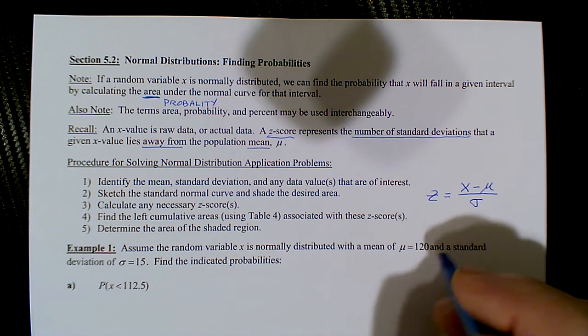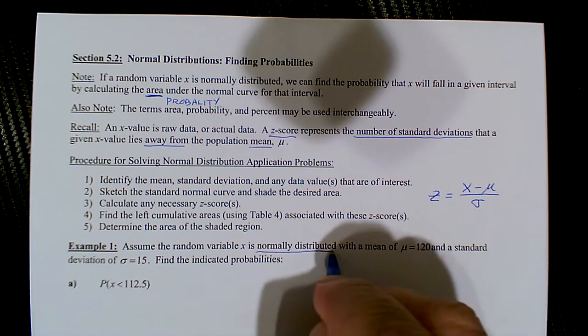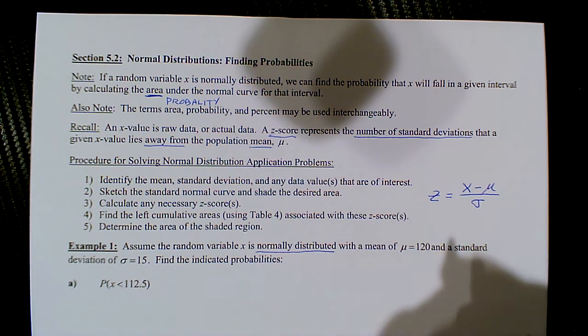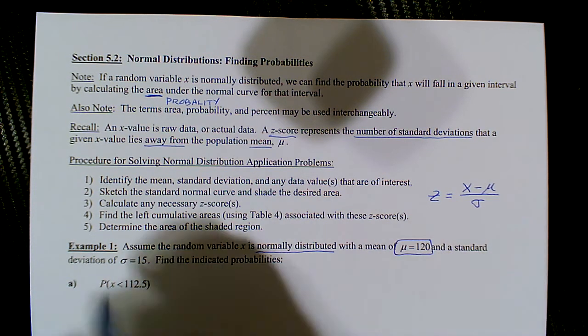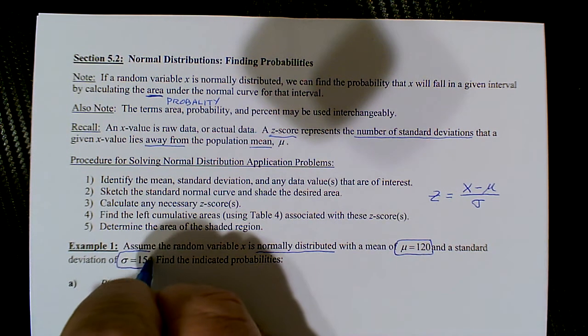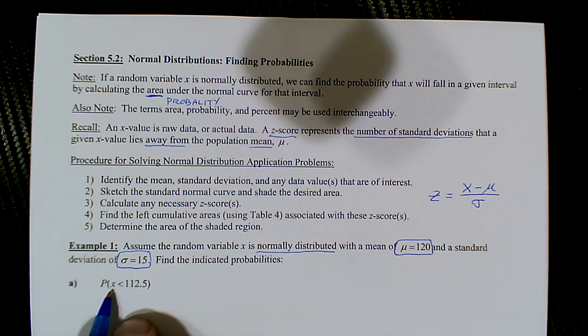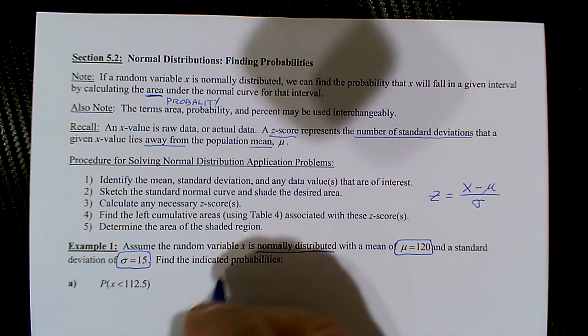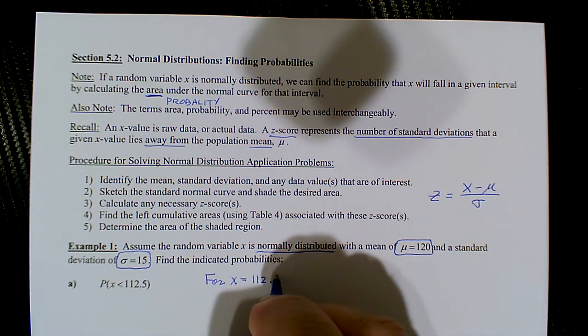So this particular problem assumes that it's normally distributed, so you have to be told that, and you typically will always be told that. And then we're told that the mean is 120, and that the standard deviation is 15, both being population mean and population standard deviation. And notice that this wants the probability that x, the data value of x, is less than 112.5. So the first thing to do is to calculate the z-score for x being 112.5.